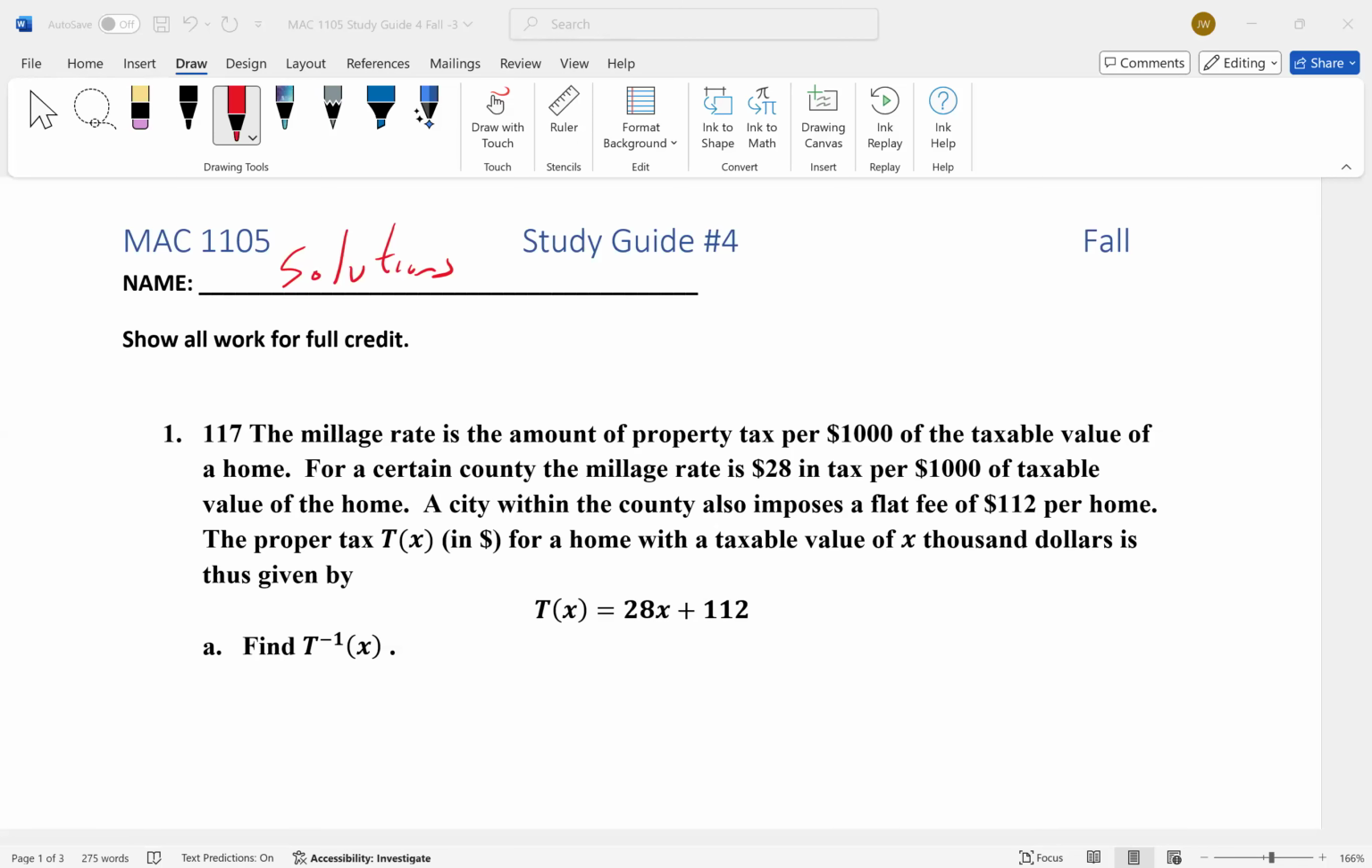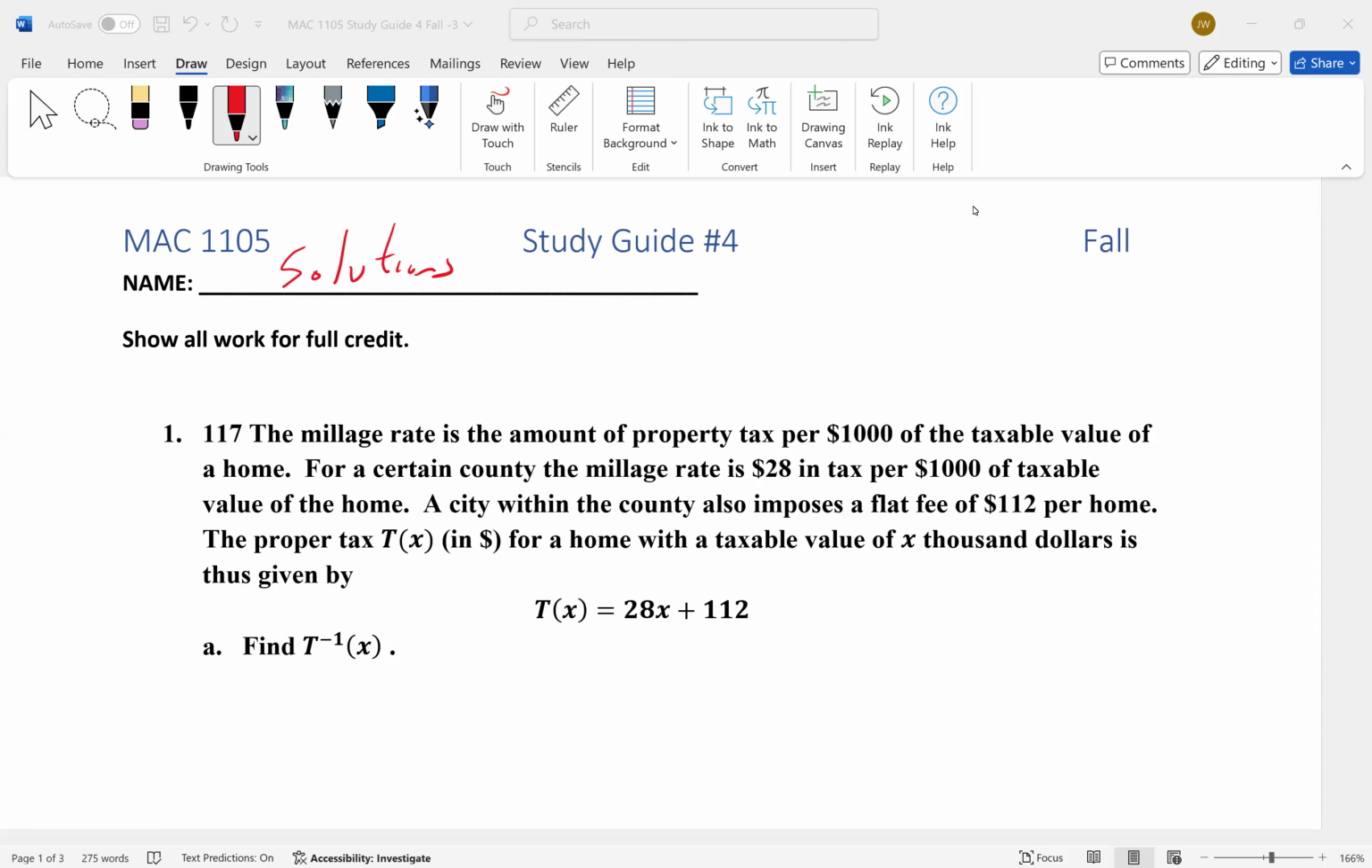Tax per $1,000 of the taxable value of a home. For a certain county, the millage rate is $28 in tax per $1,000 of taxable value of the home. A city within the county also imposes a flat fee of $112 per home. The property tax, T of X in dollars, for a home with a taxable value of X thousand dollars is thus given by T of X equals 28X plus 112.